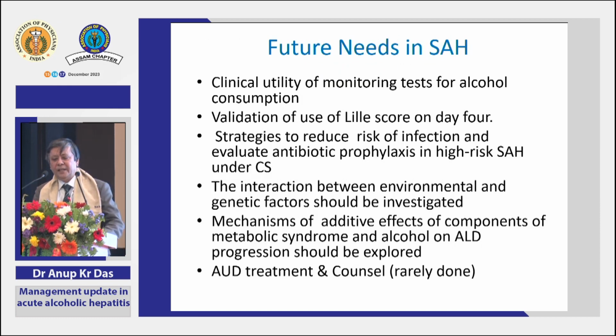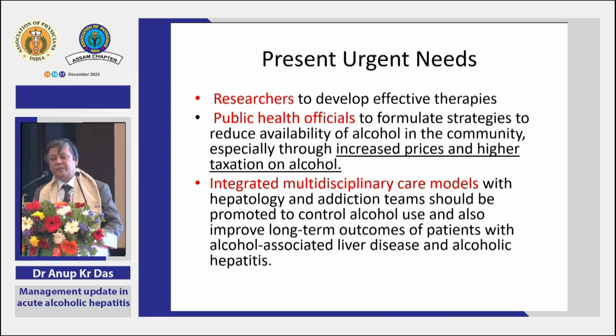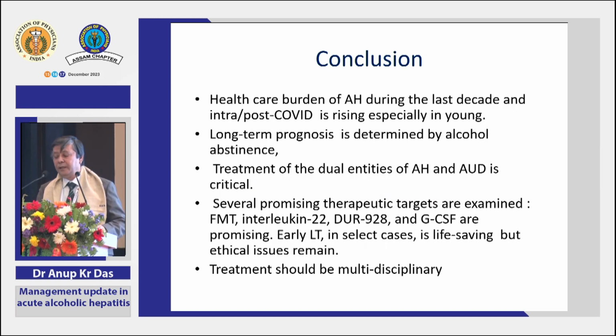These are the future needs. We need a lot of studies, and counseling is very important, and researchers and public health officials need to find out how to decrease alcohol consumption in society. It needs integrated multidisciplinary treatment, and several promising therapeutic drugs are being examined, and the dual entities of alcoholic hepatitis and alcohol use disorder should be addressed.